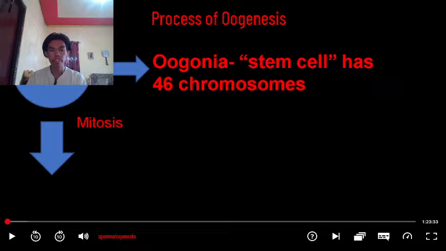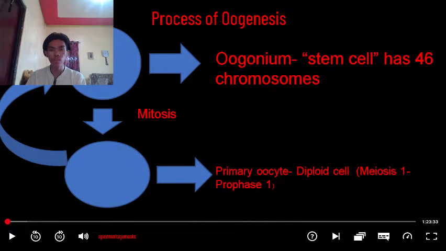Okay, so what will happen next if the oogonia undergoes mitosis? When the oogonia undergoes mitosis, it will produce two identical cells. Okay, so the first identical cell will be the primary oocyte, and the other cell will take the place of the previous oogonia. So take note that after mitosis, it will produce two identical cells.